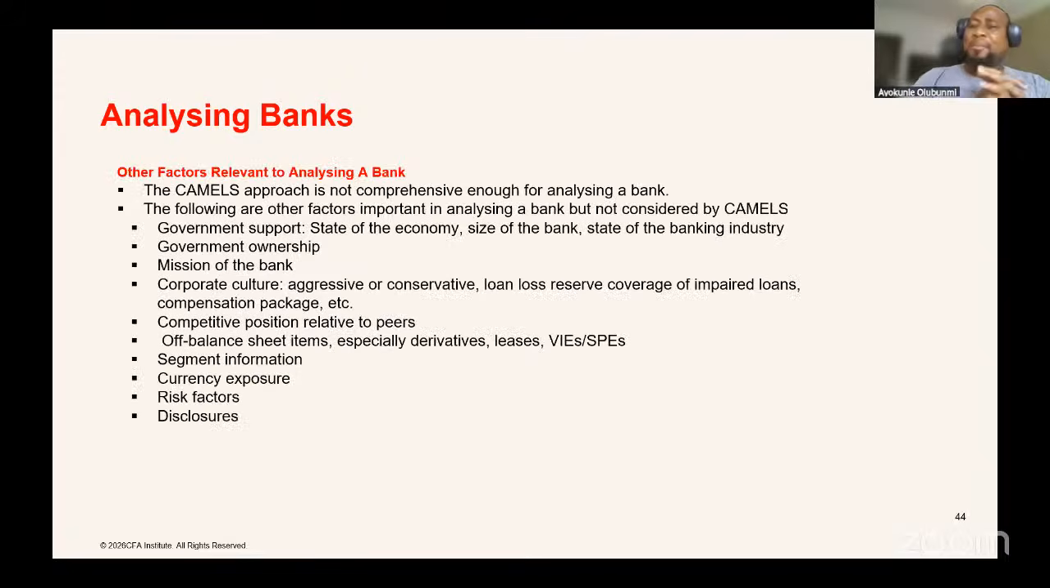Now, the CAMELS approach is very, very comprehensive. It's very good. But we notice that there are some things that are actually missing there. So in addition to looking at the CAMELS approach, there are some other things that we look at when you're analyzing banks. You look at the level of government support, government ownership, mission of the bank, the culture of the bank, off-balance sheet items, segment information, currency exposure, risk factors, and also the level of disclosures. Okay, right. All those things, we also look at when you are analyzing a bank.